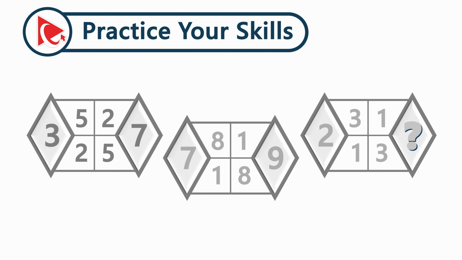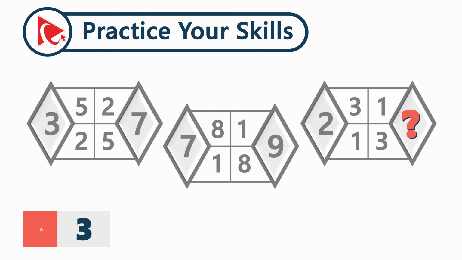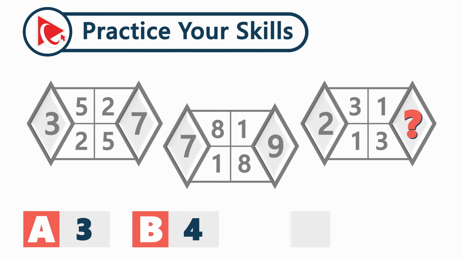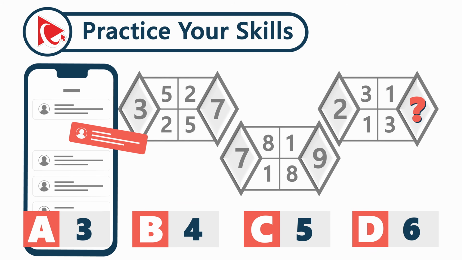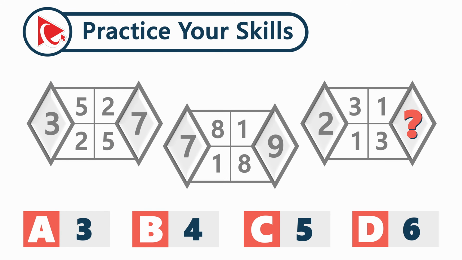The second shape has numbers 7 and 9 on the outside, and numbers 1, 8, and 1, 8 in the middle. The third shape has number 2 inside of the left diamond, and then numbers 1, 3, 1, and 3 in the middle. Your goal is to calculate the value inside the right diamond. And your choices for the answers are choice A, 3, choice B, 4, choice C, 5, and last but not least, choice D, 6. After you've calculated your answer, make sure to post it in comments and I'll provide you with my feedback. Best of luck with this exciting challenge.